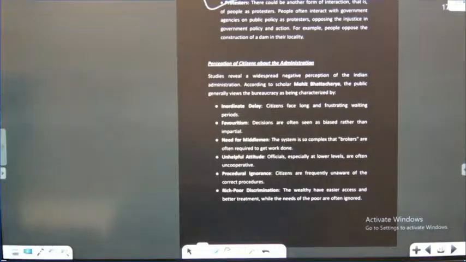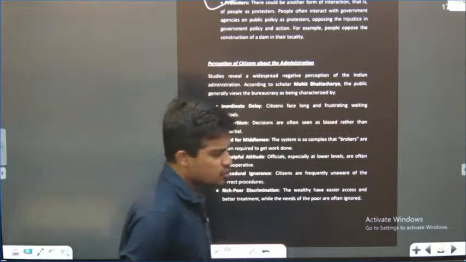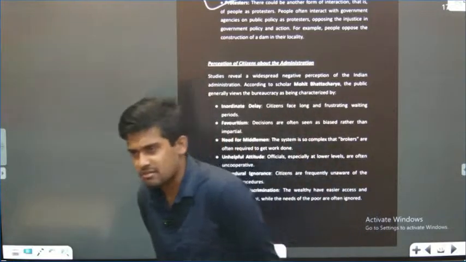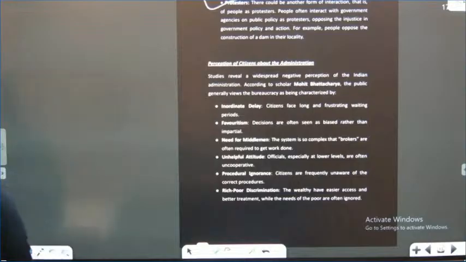Perception of citizens about the administration. Now, tell me something. In general, do you have a very good perception about the bureaucracy? No, right? Why is that so? What is the reason for this? Yes, the problems of bureaucracy, but what exactly in it? Delaying, corruption, greasing of the palm, things like this.